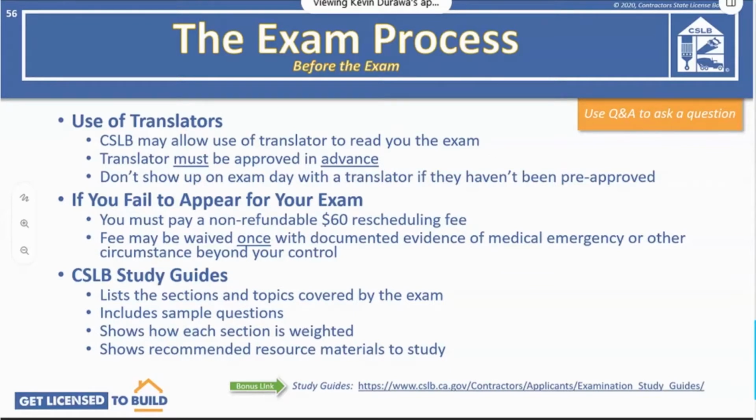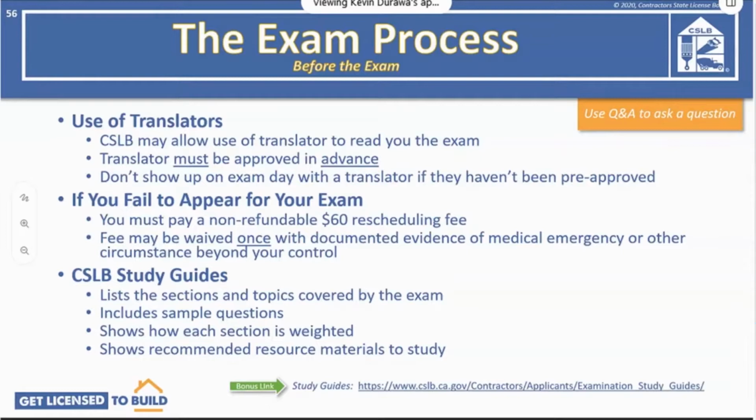Also, we have study guides available for each of our examinations. Included in each study guide, you will find a list of sections and topics covered by the exam. They also include sample questions, how each section of the exam is weighted, and recommended resources that you can use to prepare for the examination. These study guides are available online on our website. There's a bonus link to them on the bottom of the screen here.